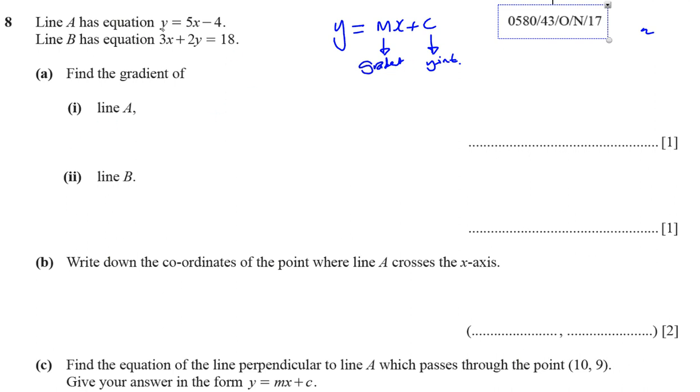So for line A, there's no problem. It's already in the form y equals mx plus c: y equals 5x minus 4. So we can say the gradient straight away is the coefficient of x, which is 5. So the gradient is 5.